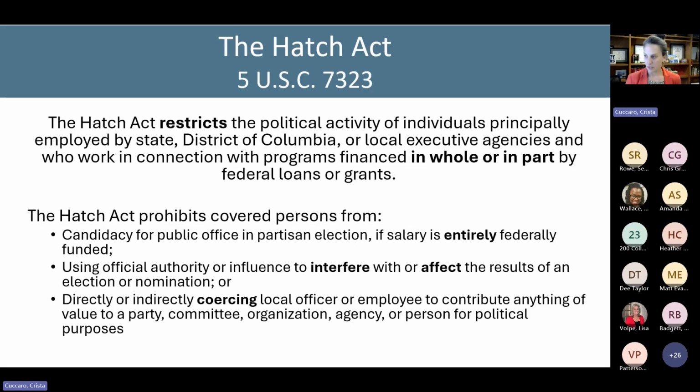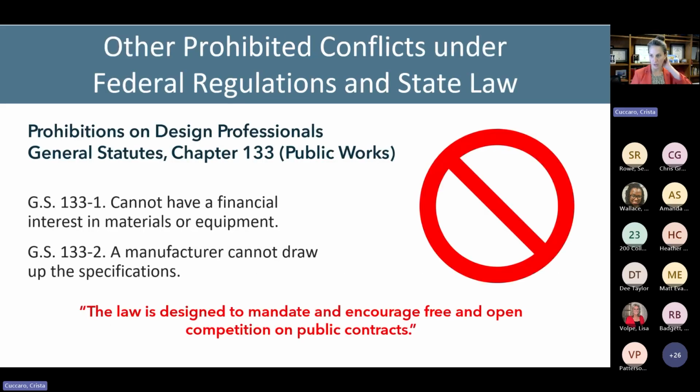All right, a couple of other prohibitions that I want to touch on. Other prohibited conflicts under federal regulations and state law. I'm going to start with state law, then I'm going to move on to federal regulations. So we have a few prohibitions on design professionals. And remember that we talked about design professionals, architectural and engineering services earlier.